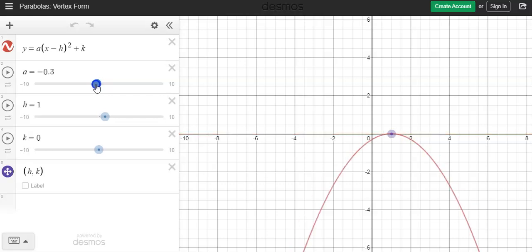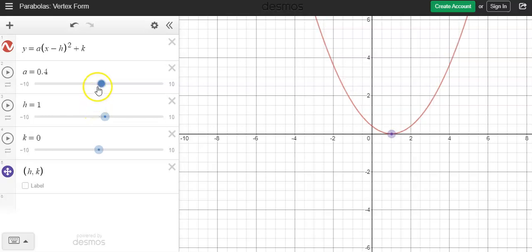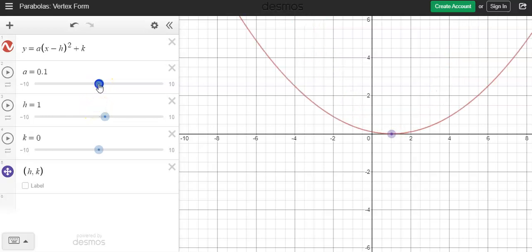But as it gets negative, it flips. And now it gets skinnier and skinnier and skinnier, facing downward. So when a is negative, our quadratic opens down. When a is positive, it opens up. And the bigger the number a, the skinnier it gets. And when it's a fraction, it gets flatter, called a compression. Let's get back to a equals 1. We'll leave it at that.